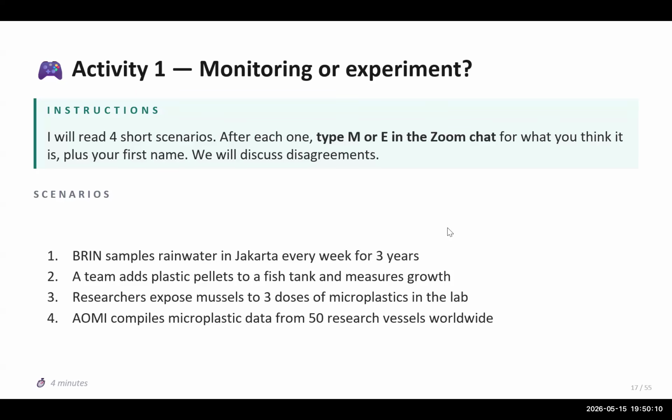Well, this one is a monitoring case because they are compiling the data from different research vessels across the world. So they are doing a monitoring in the ocean. Remember that an experiment is when we can change a condition to see what's happened. But here, nothing is happening. I mean, nothing is changing. They just go there and measure. In that case, we talk about monitoring. But in the case of putting plastic pellets in a fish tank and measuring the growth of the fish, that is an example of an experiment.